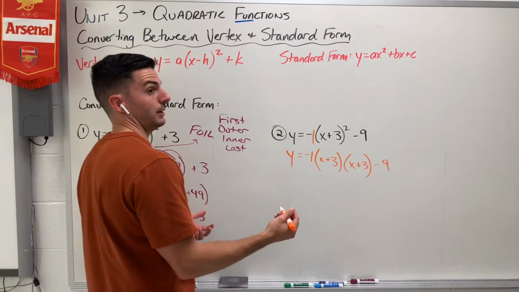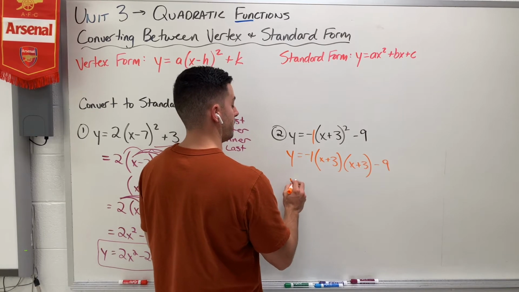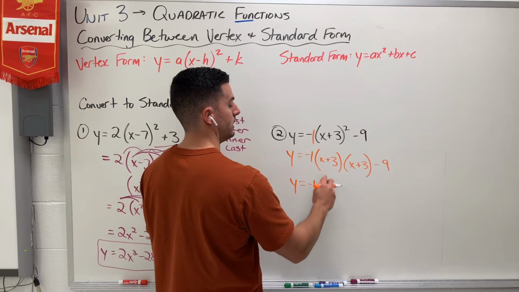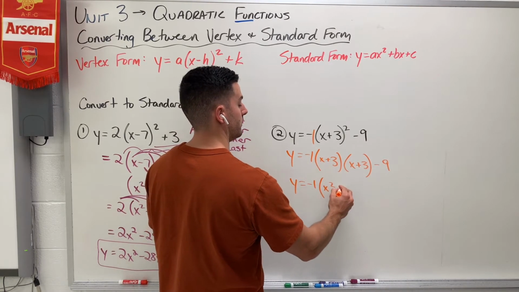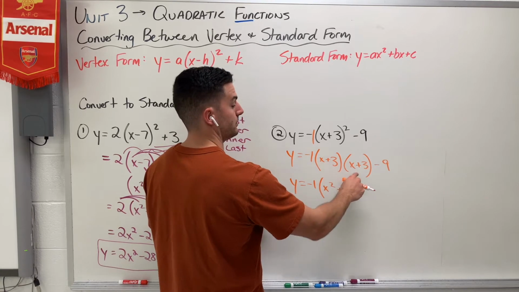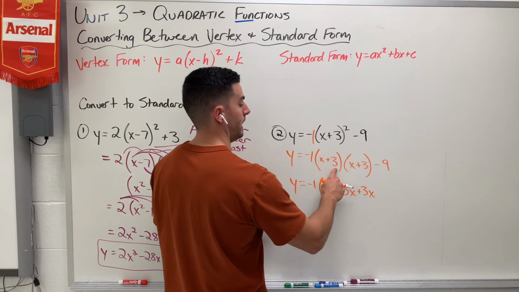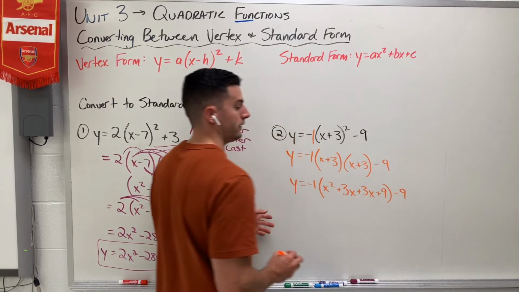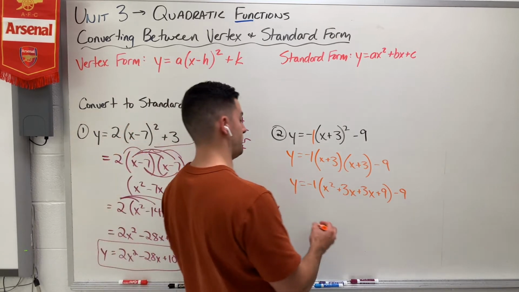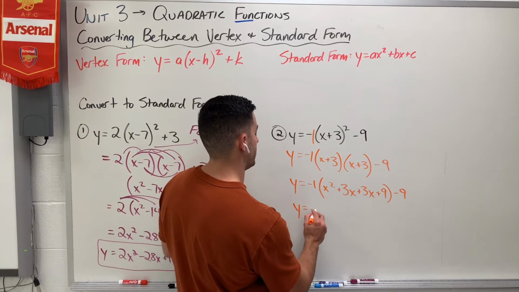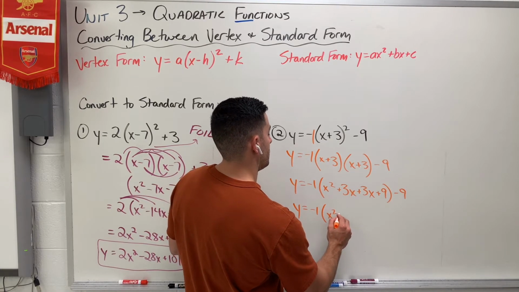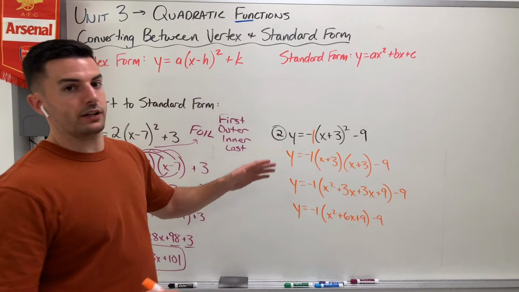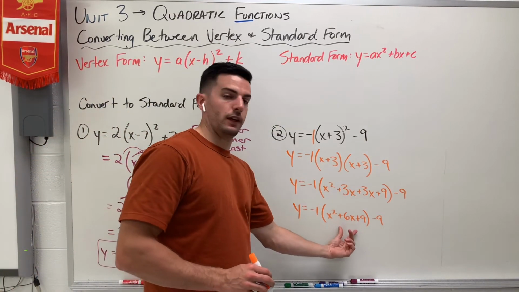And so again, my steps here, I multiply these two binomials together by FOILing. So first, x times x is x squared. Outer, x times 3 is positive 3x. Inner, 3 times x is another positive 3x. And last, 3 times 3 is 9. So I get that, and I have this minus 9 at the end still. And then I can combine like terms in here. So I get y equals -1 times x squared plus 6x plus 9, minus 9. So I successfully FOILed these two groups into this.